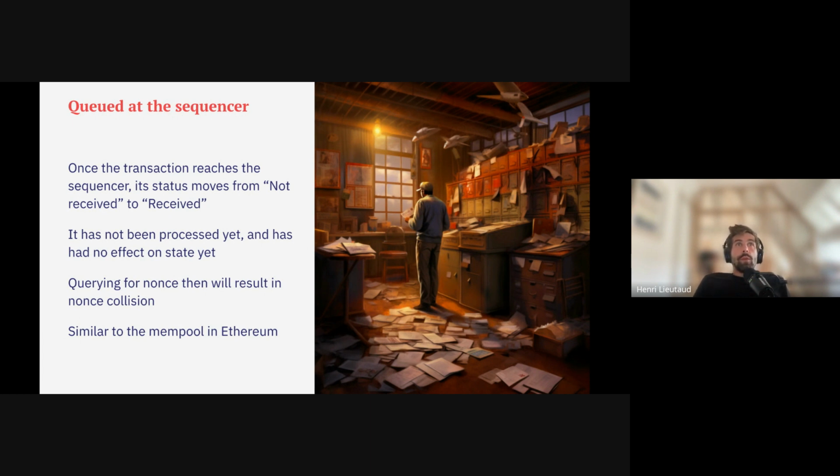Another thing to note, like in the mempool on Ethereum, your transaction has not been taken into account yet. So for example, you're sending a transaction with nonce 9, it is marked as received. If you query a node, it will tell you the next nonce is 9. It won't take into account the transaction that is in the mempool, kind of like on Ethereum.